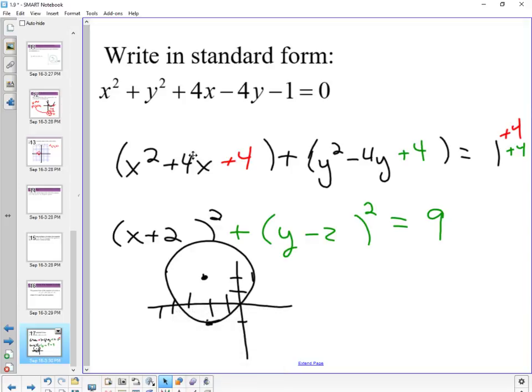So I took half of this piece. That's just completing the square. Half of this, and I square it, throw it back up here, and then try to balance it out again. Half of -4 is -2.